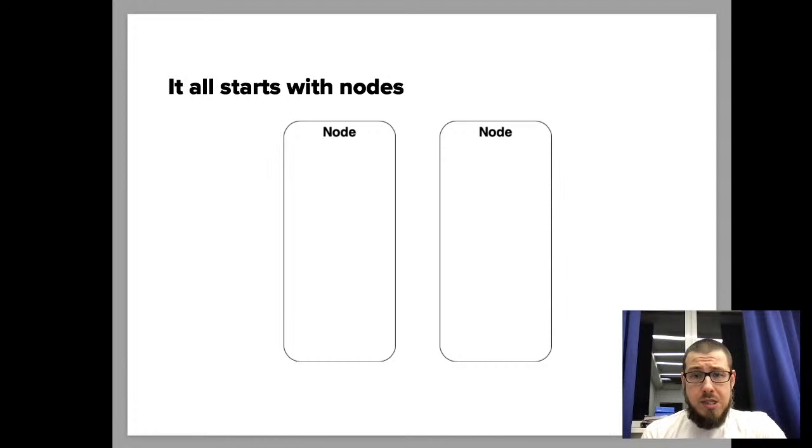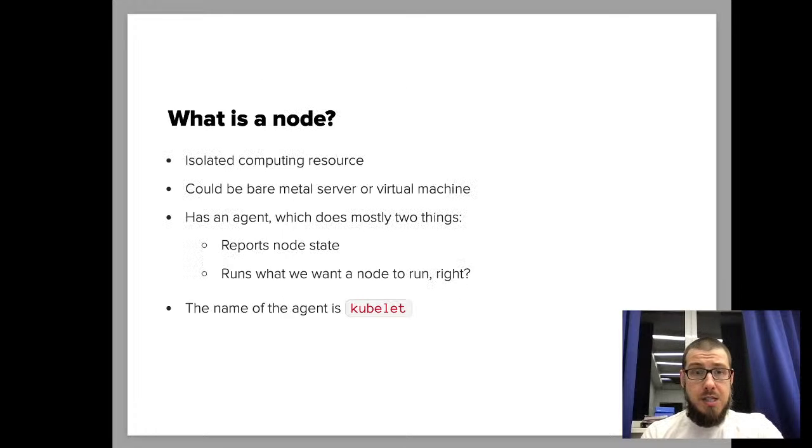So okay, I'll start with the nodes. What are nodes? A node, in our understanding, is an isolated computing resource. It could be a bare metal server, it could be a virtual machine, or anything you can imagine, but the first thing to understand is that there is no difference for Kubernetes whether it is bare metal or a virtual machine.